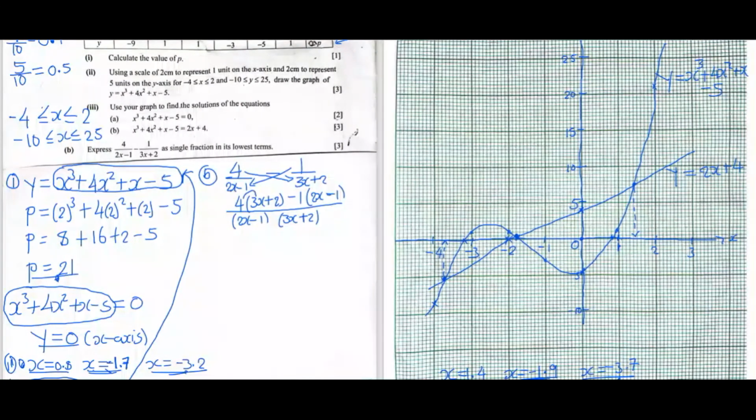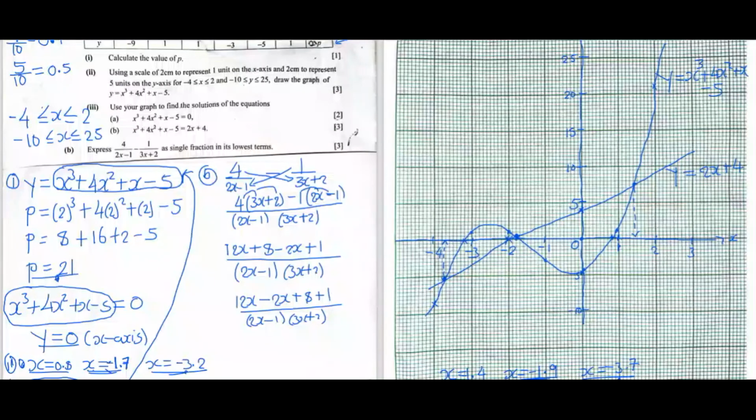So know that 4 multiplied with this will give us 12x. Then 4 times 2 will give us 8. Negative 1 times 2x, negative 2x, negative 1 times negative 1, we get positive 1, over 2x minus 1, 3x plus 2. Then we can collect the like terms, so it's 12x minus 2x plus 8 plus 1 over 3x plus 2 times 2x minus 1.